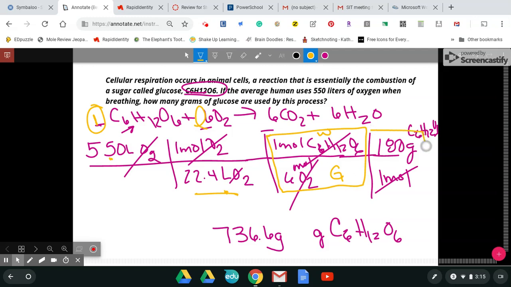This section of the table is where you determine what you want to get to, and it asks how many grams of glucose. So I had to convert moles of glucose into grams, which is why I multiplied. If I had wanted to convert to liters, I would have multiplied by 22.4. If I had wanted to go to molecules, I would have done 6.02 times 10 to the 23rd.